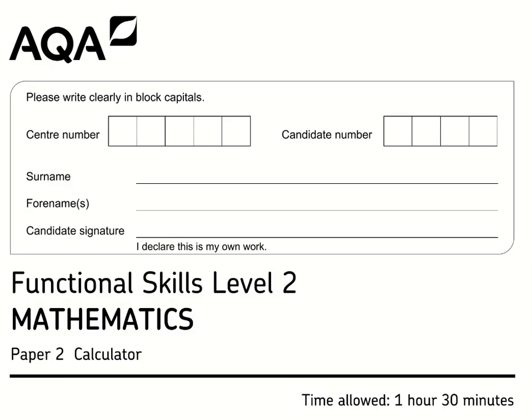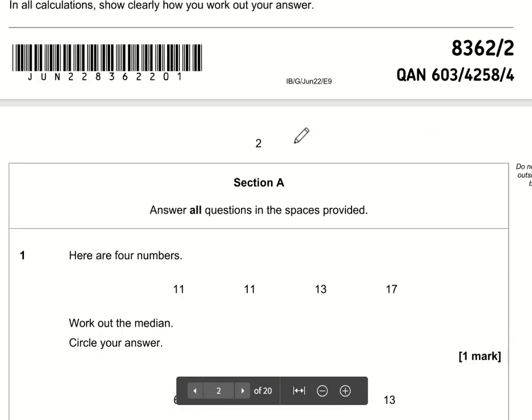Here are the video solutions for AQA Functional Skills Level 2 Maths, Paper 2, which is the calculator paper, and this is June 2022. So let's go to question number 1.